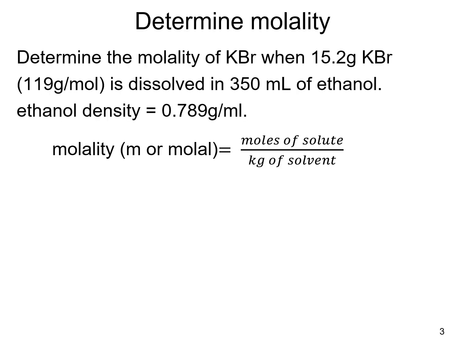So try this one really quickly. Determine the molality of KBr when 15.2 grams of KBr, 119 grams per mole, is dissolved in 350 milliliters of ethanol. Ethanol has a density of 0.789 grams per milliliter. So go through that. When you're ready for the answer, press play, and we'll go to the next slide.